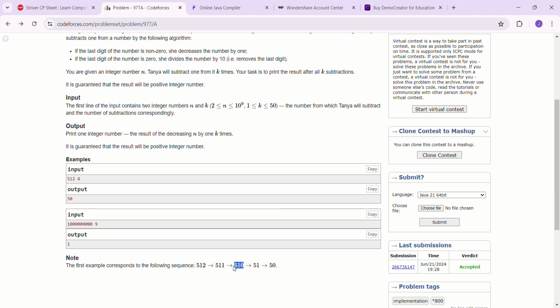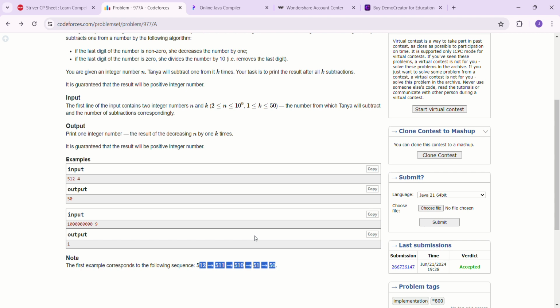Now when it changes to 510, the last digit, the LSB, is now 0, so here we need to divide it by 10, because the second case is if the LSB is equal to 0, then we should divide it by 10. So after dividing it by 10, it turns to 51, and here it is non-zero, so we will subtract 1 from it, and finally we get 50. So we reduced it 4 times, which is the value of k.